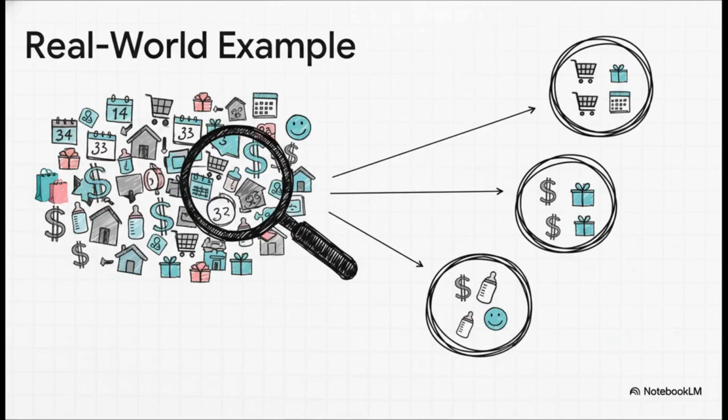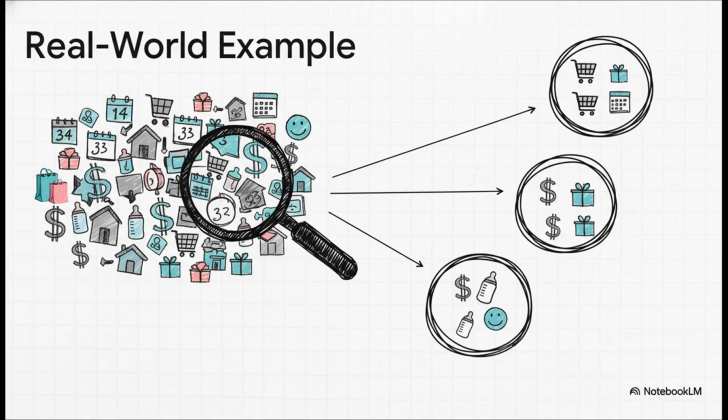A perfect example of this is something called customer segmentation. So imagine a big online store. They've got tons of data on their customers, what they buy, when they shop, how much they spend, but they don't have any predefined groups. So they can use an unsupervised model to sift through everything and, poof, it discovers natural clusters on its own, like bargain hunters, or loyal weekly shoppers, or people who only buy gifts. The machine finds those groups without any human help.